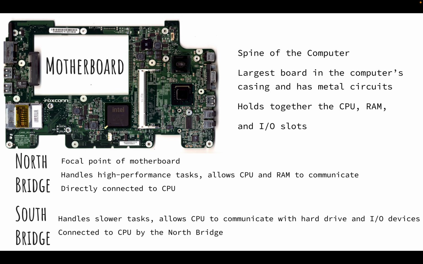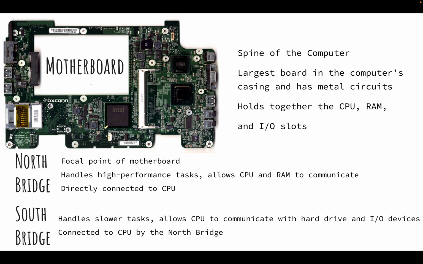It usually is the largest board inside a computer's casing and will have thin lines of metal forming circuits between the computer's components. The motherboard holds together many crucial components, including the CPU, memory, and connectors for input and output devices. The motherboard has two main poles, the North Bridge and the South Bridge, which we will discuss in further detail.